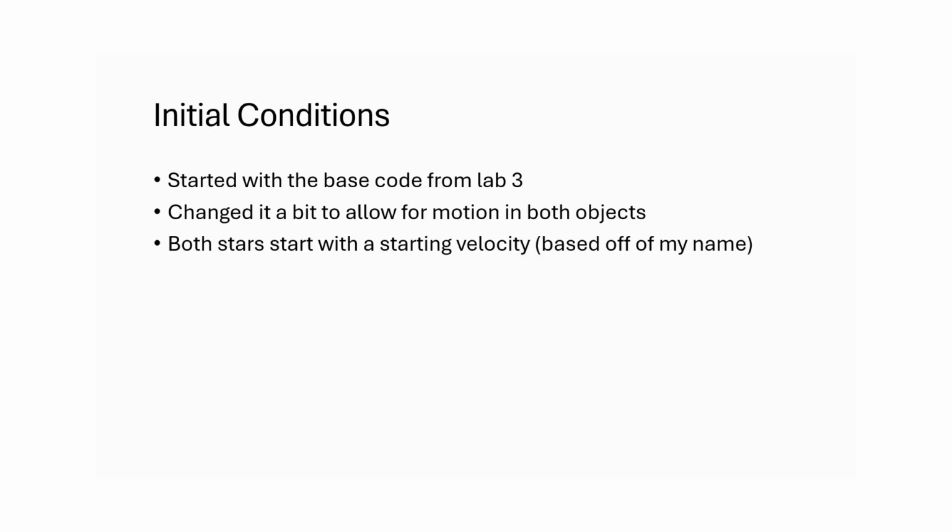As for the initial conditions, I started with the base code from Lab 3, and I changed it a bit to allow for both of the objects to move. It had a random starting velocity based off the name you put in, and both stars start with a starting velocity based off my name. Then the whole thing after that, which I'll get into, is about finding the masses of these two stars to allow for this starting velocity to work.